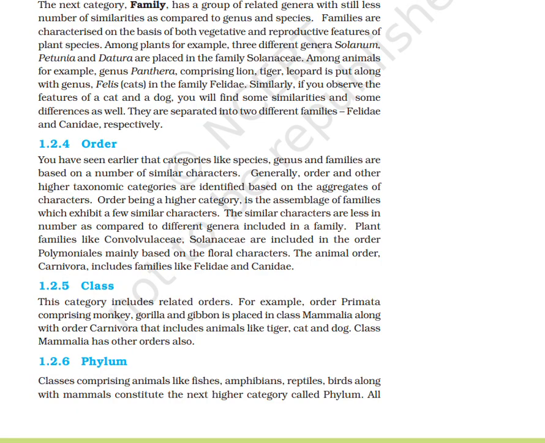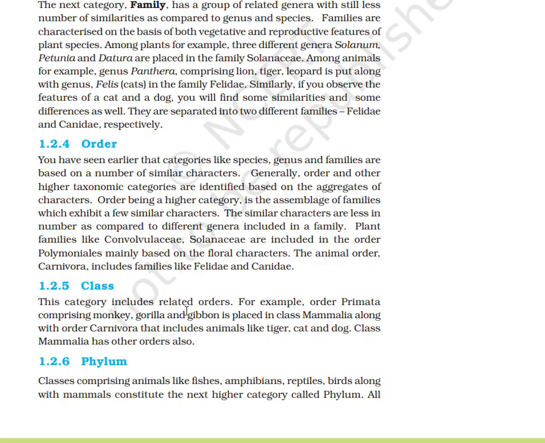Order. You have seen earlier that categories like species, genus, and family are based on a number of similar characters. Generally, order and other higher taxonomic categories are based on the aggregates of characters. Order, being a higher category, is the assembly of families which exhibit a few similar characters. The similar characters are less in number as compared to different genera included in a family. Plant families like Convolvulaceae and Solanaceae are included in the order Polymoniales, mainly based on the floral characters. The animal order Carnivora includes families like Felidae and Canidae.